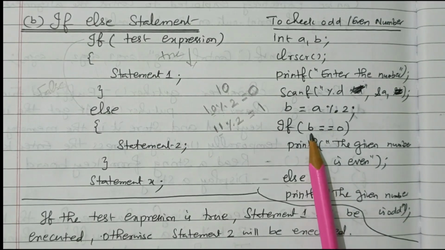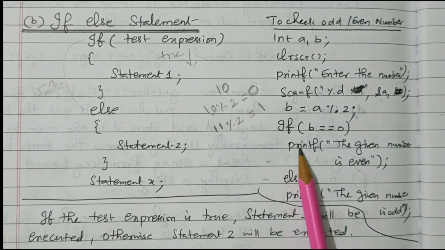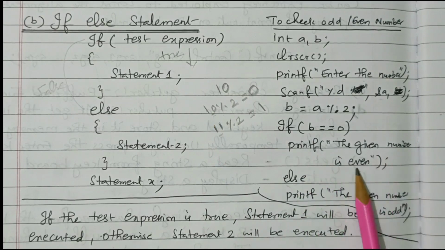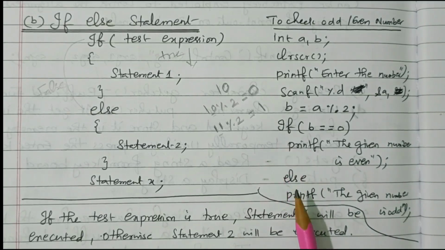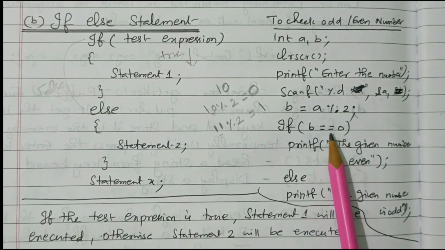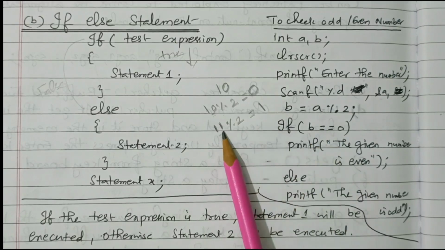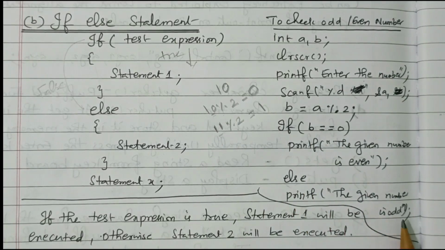Suppose b equal to 0, what is the meaning? b equal to 0 means it is an even number. So it will print the given number is even, right? If only one statement is there, the opening and closing braces are not needed. Else means b is not equal to 0. It may be 1, which means it is an odd number. Then we'll print the given number is odd, right?